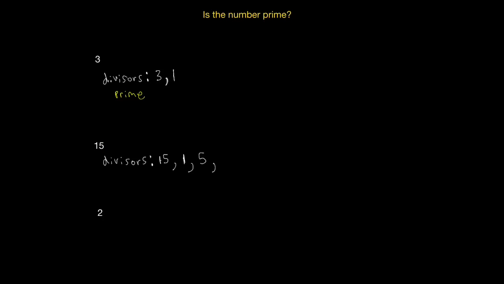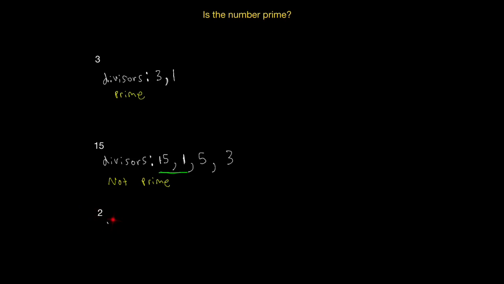I can also see that 3 fits into 15. 3 divides 15 5 times. So you can see that here we were able to find more divisors other than these two. Hence, we're able to conclude that 15 is not prime.